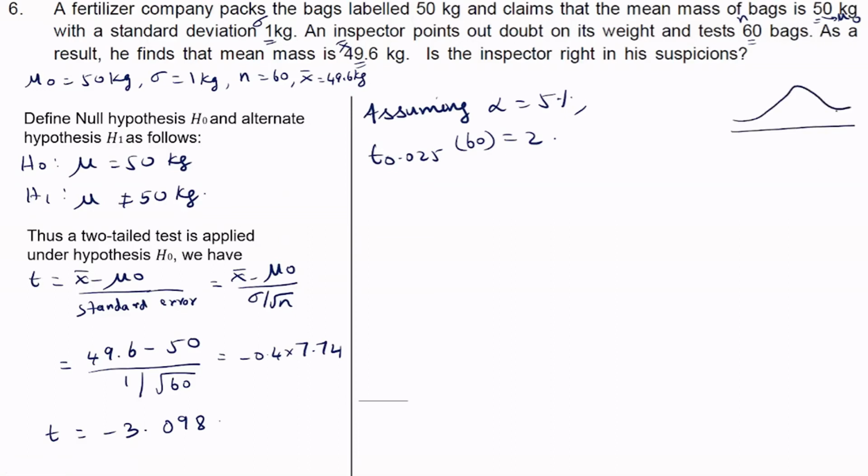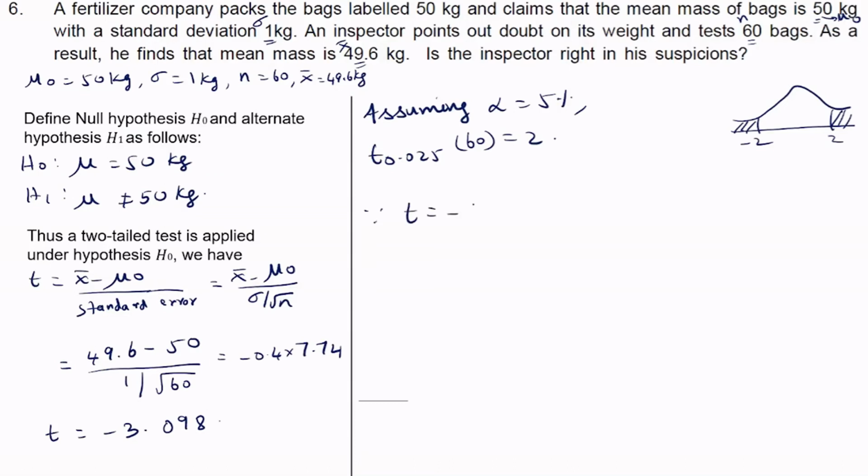So it is a two-tailed test. Here we have -2 and +2. The calculated value of t is -3.098. It lies in the region of rejection. So we reject H0. It means the inspector is right in his suspicions.